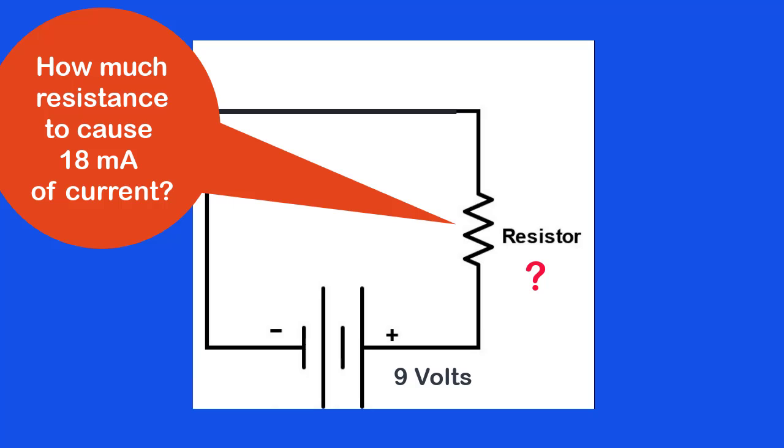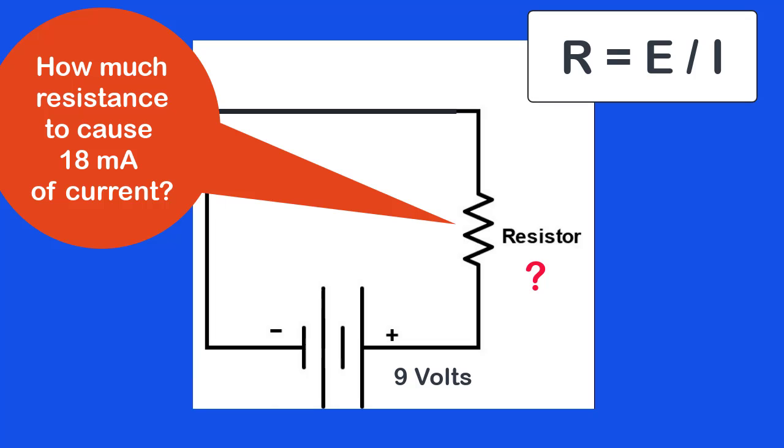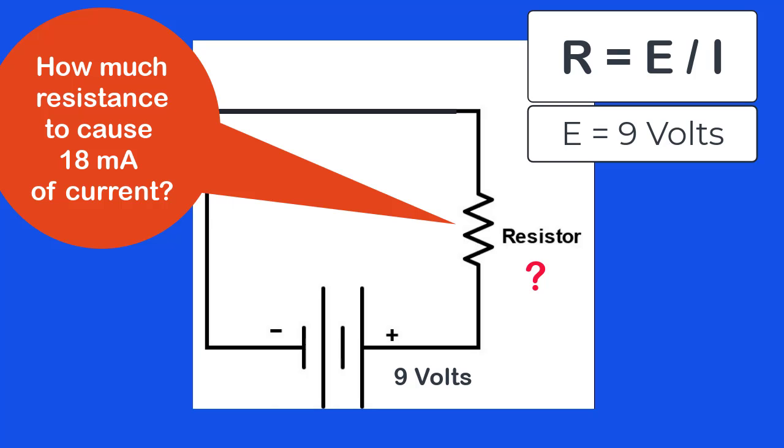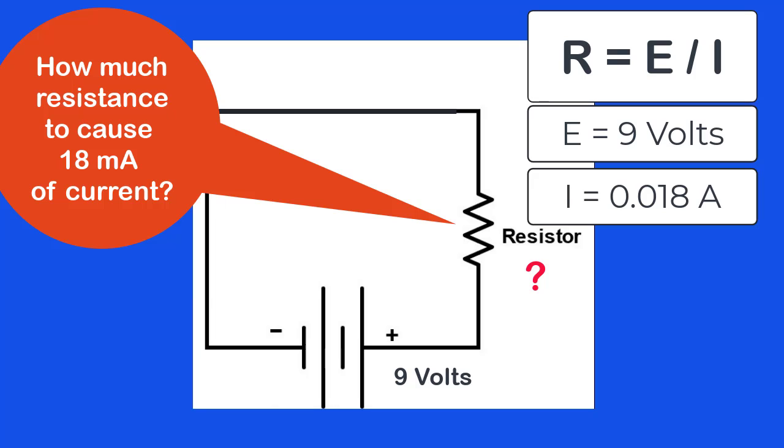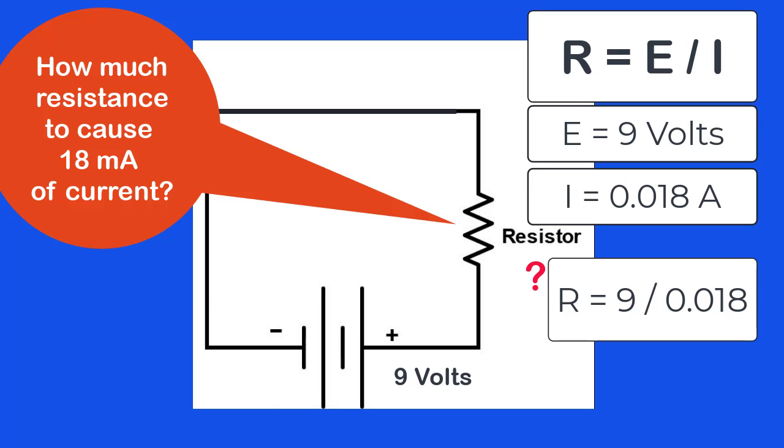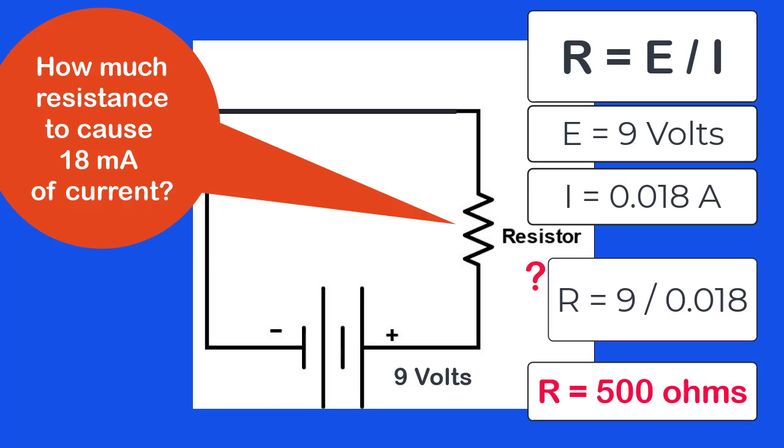Suppose you have a 9-volt battery, and you want to know how much resistance you would need in the circuit to cause a current of 18 milliamps, or 18 thousandths of an amp, to flow. Here is the formula. R equals E divided by I. E is 9 volts. I is 18 thousandths of an amp. Therefore, R equals 9 divided by 18 thousandths, or R equals 500 ohms.